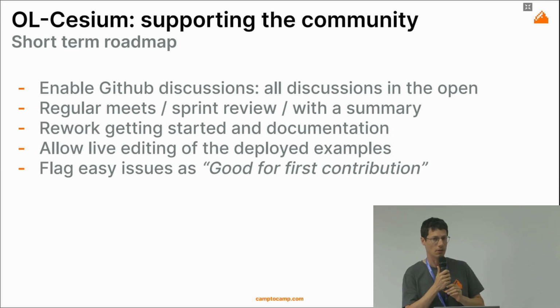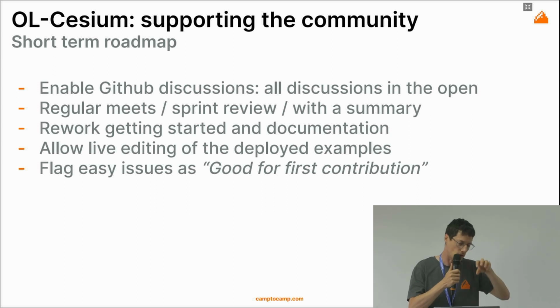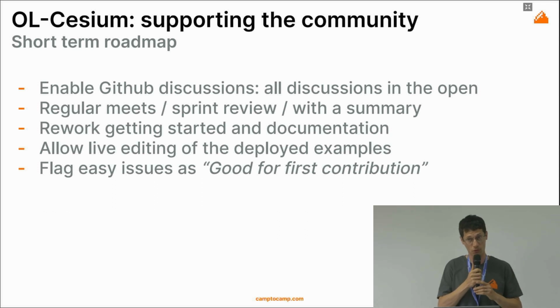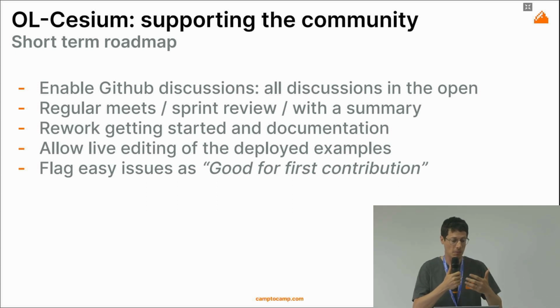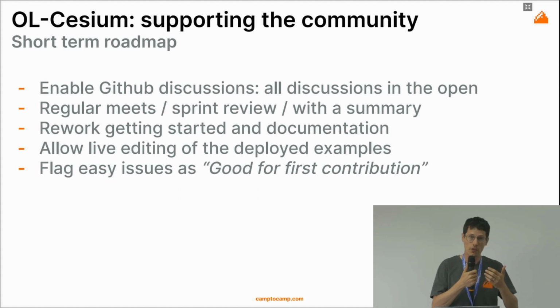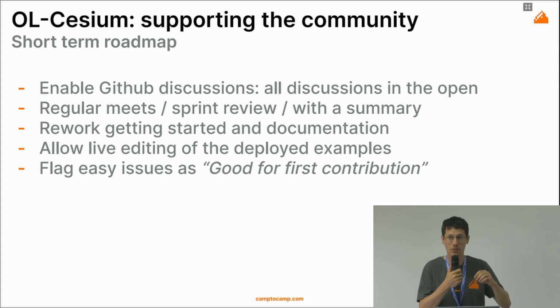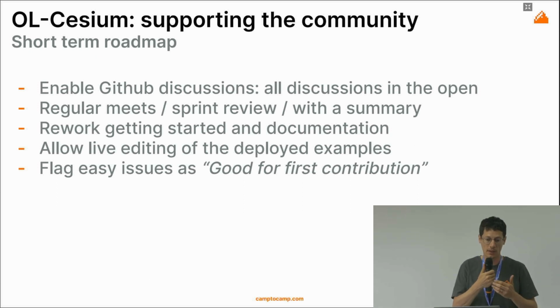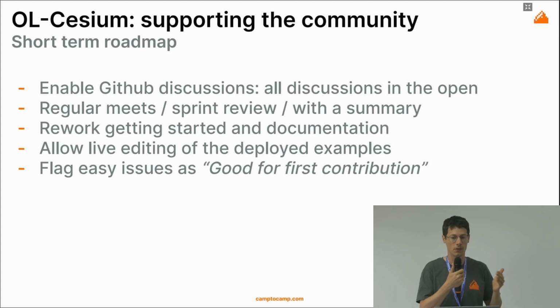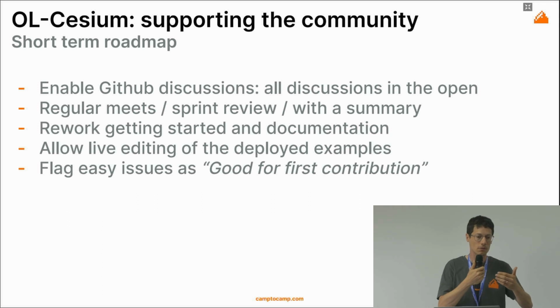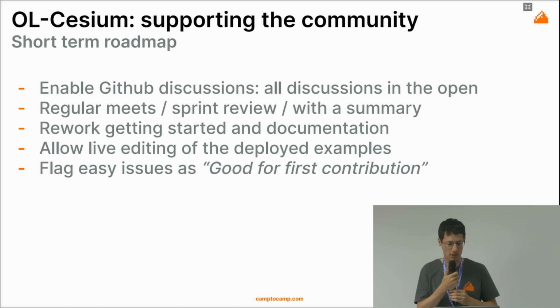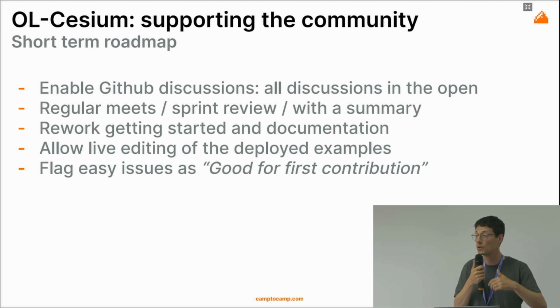My goal, really, as a maintainer, is no longer to do all the work, but to be welcoming, to give everything I can to the contributors, to help grow the community and make it easy to come and contribute to OL-Cesium. For that, what I want to do is enable GitHub Discussions. Now it's possible to have discussions directly in the open, directly in the project. I want all the discussions we have to be in the open. I want us to have a regular meeting where the community can meet together. We had this OL-Cesium code sprint. It was great, and I really think we need to have regular face-to-face, even if it's online, with the community. Kind of a scrum with some regular review, where we do a summary of what happened and are transparent about it.